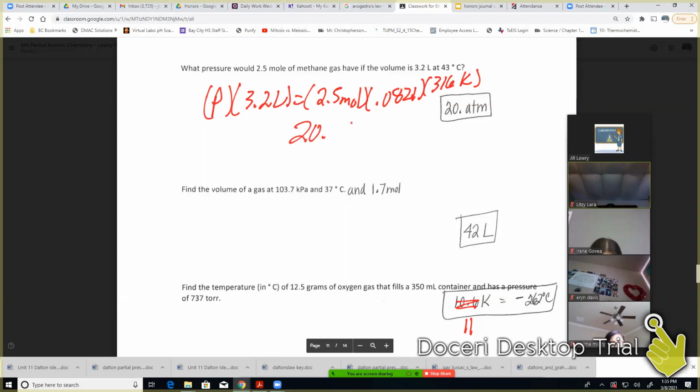Now, when you work the next one, if you'll look at it, you've got a couple of different things going on. First of all, your pressure is in kilopascals. So instead of using 0.0821, look at your R's. Which one would you want to use instead? 8.31. Yeah, 8.31, because it's the one that has the kilopascals with it. So your R that you would use here would be 8.31.